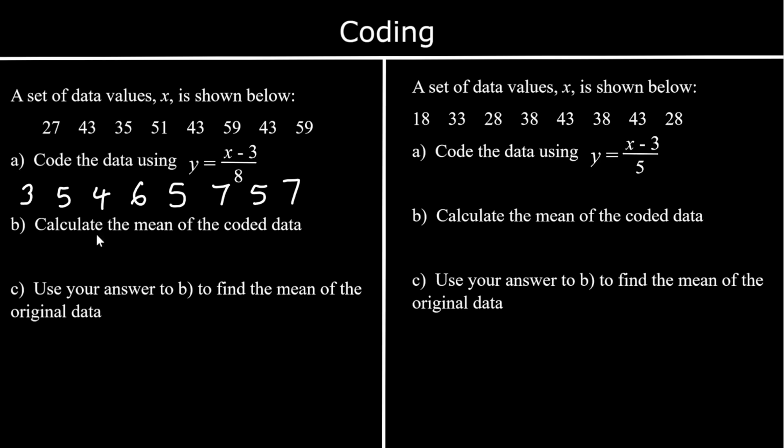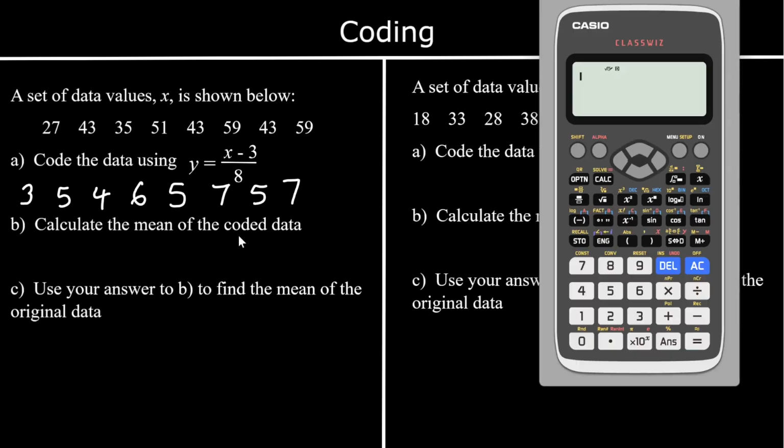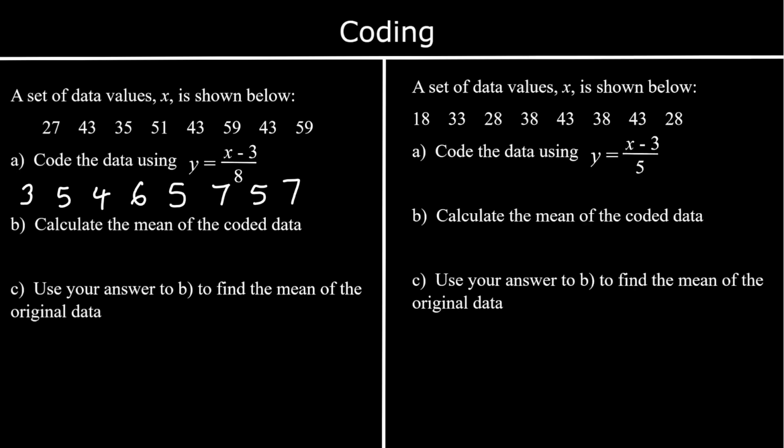So we're going to add them all up and divide by how many? So 3 plus 5 plus 4 plus 6 plus 5 plus 7 plus 5 plus 7 is 42. Divided by 8 is 5.25.